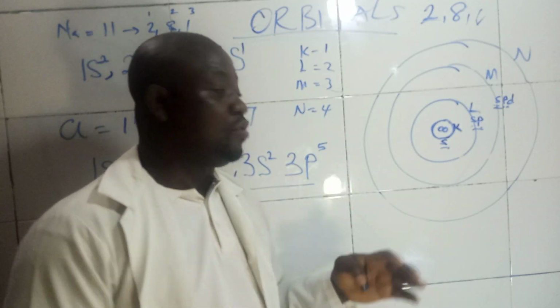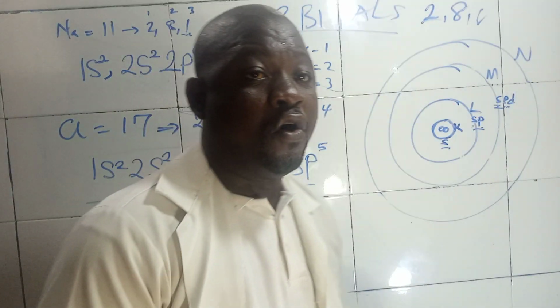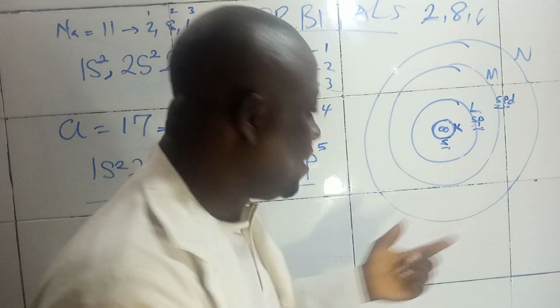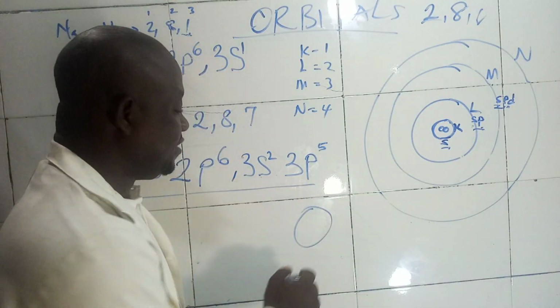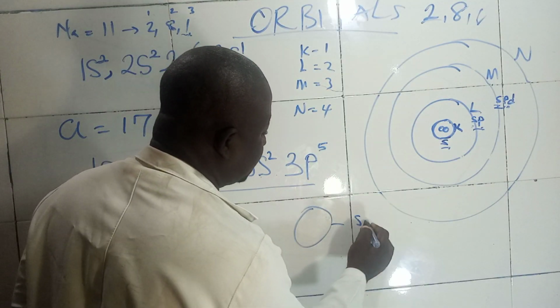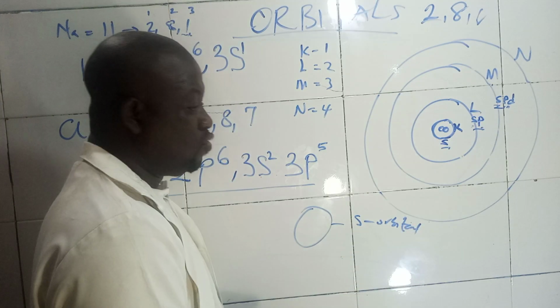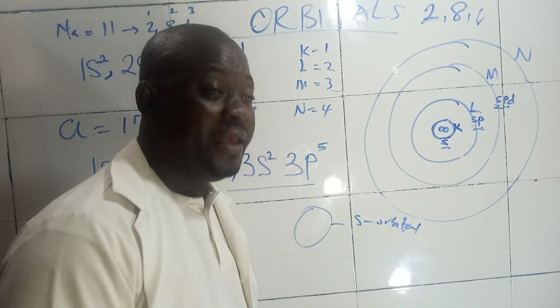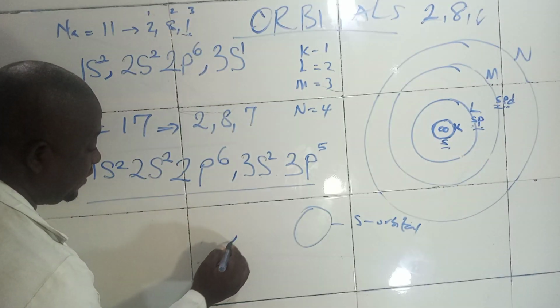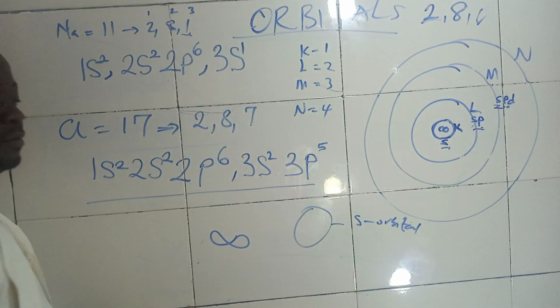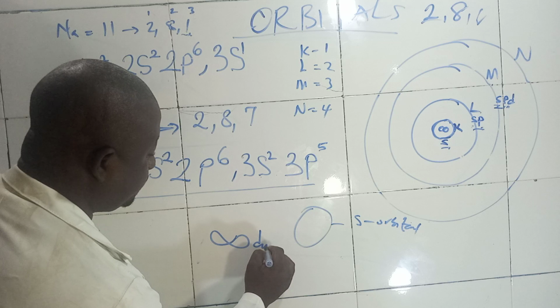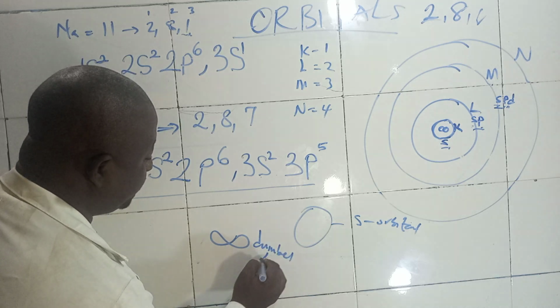That's why I call it that. They may ask you what the shape of the s orbital is. That one is spherical in shape. That's the shape of the s orbital. They may ask what the shape of the p orbital is. The p orbital is dumbbell. This is dumbbell. That is the p orbital.